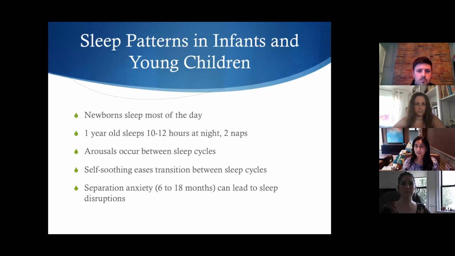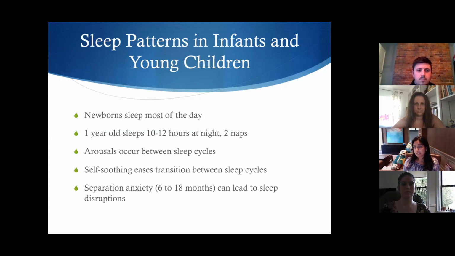So newborns, as we all know, sleep a whole lot. And I'll show you why when I show you their REM cycle in just a bit, but they sleep most of the day. They wake up to eat, they wake up to get their diaper changed, and then they go right back into it. Because they have so much growth and so much development that needs to happen during those sleep times.